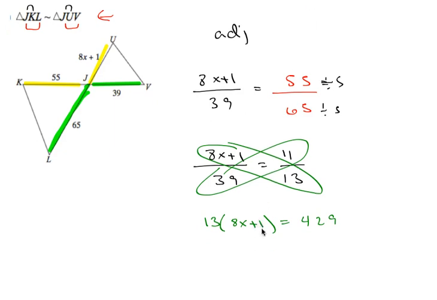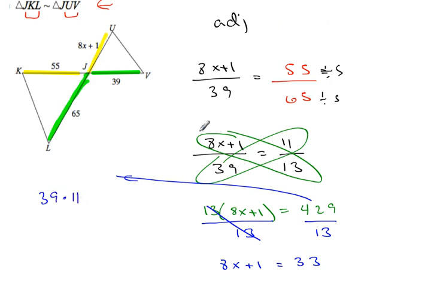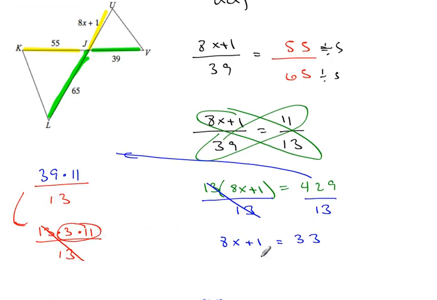And then you can distribute 13, or you could divide by 13. If you notice that 13 goes into 429, and it actually does. 8x plus 1 equals 33. So a little hint here. 429, so I'm going to take this on a side note. 429 was the product of 39 times 11. So if I think about 39 times 11 and then divide this by 13, 39 is actually 13 times 3, and then times my 11. That's actually my numerator divided by 13. My 13s go away, leaving me with just 3 times 11, giving me my 33.